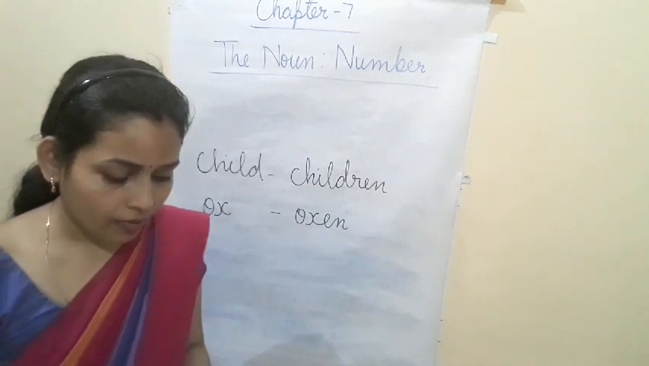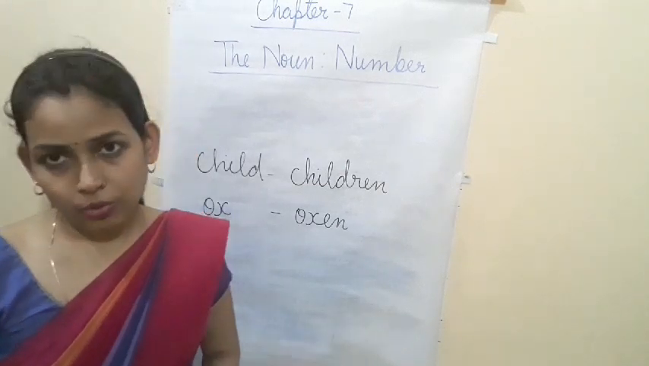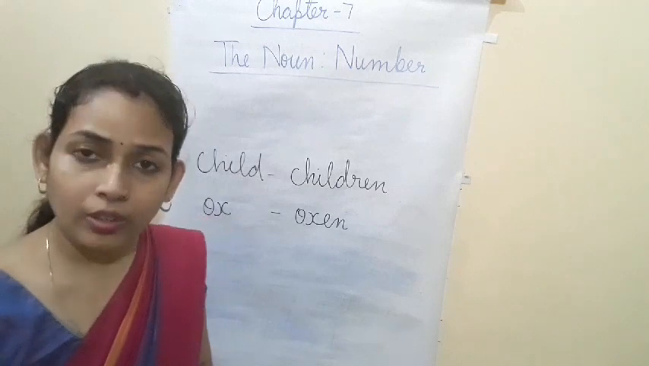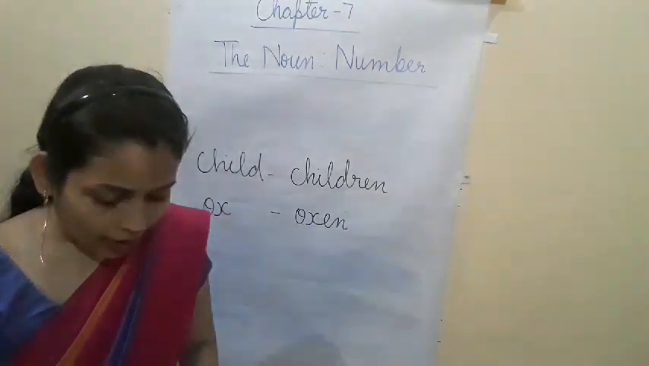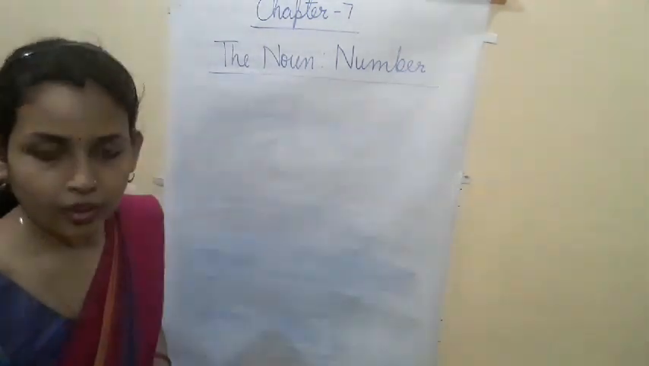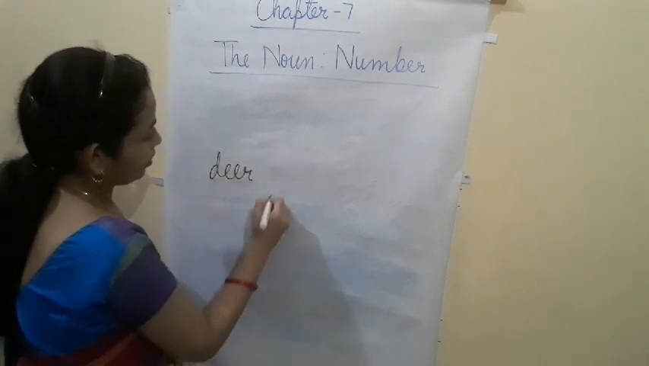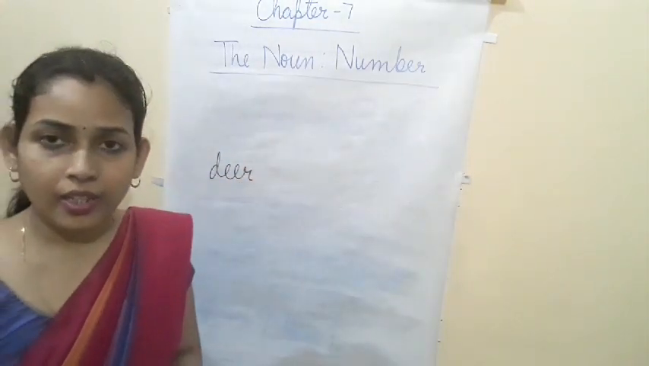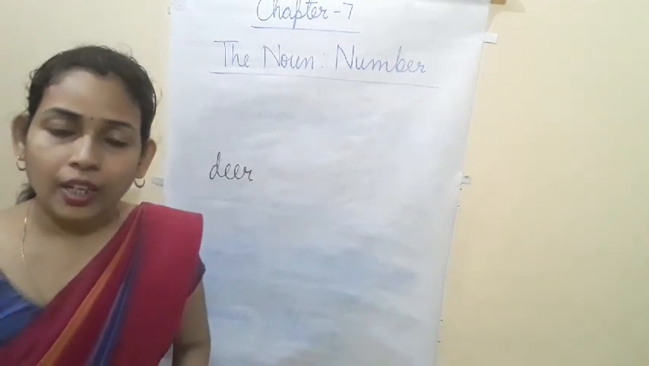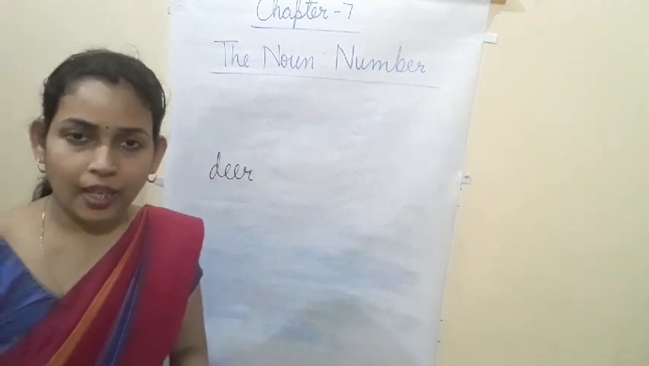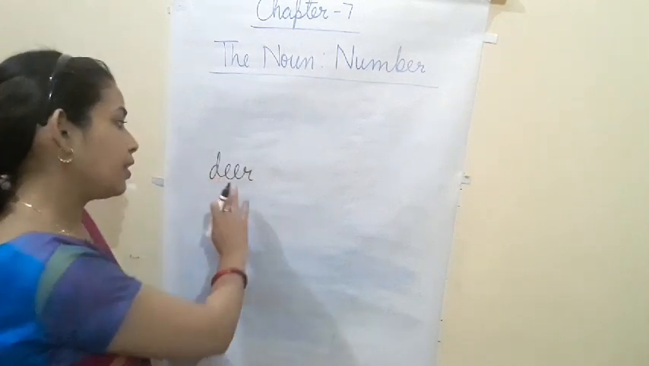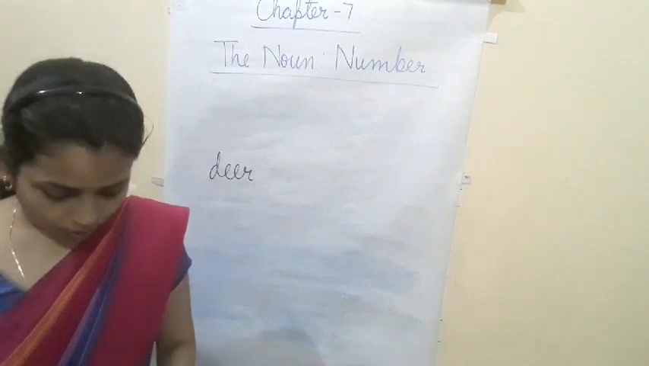Now some nouns have the same form in both singular and plural. In both cases they are the same. For example, deer. Deer, we don't change deer into plural. Deer we use in singular, and when we write the plural, there also we write deer. We don't add S, deers. Okay. Deer we use in the singular and plural also.